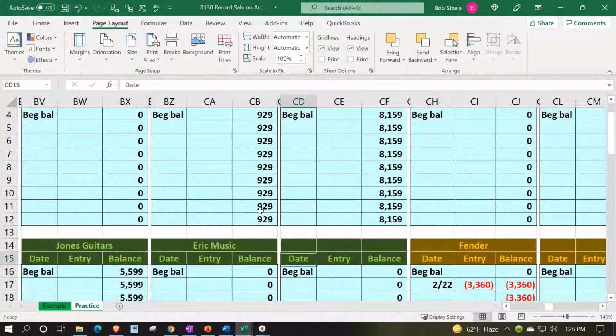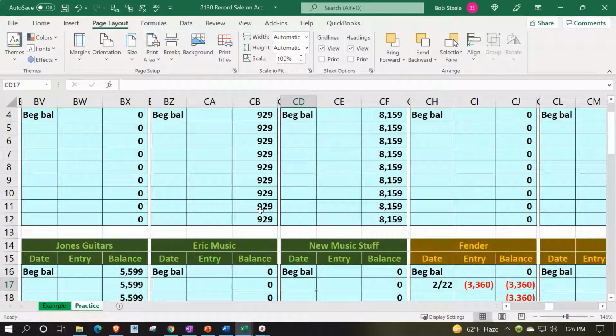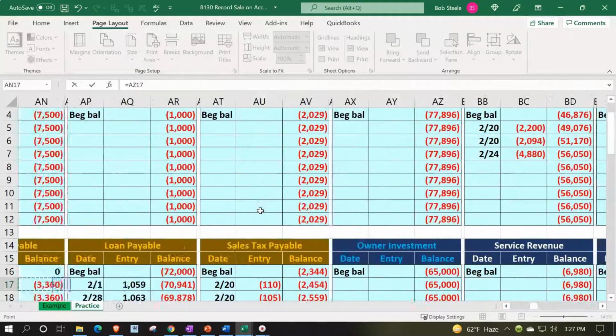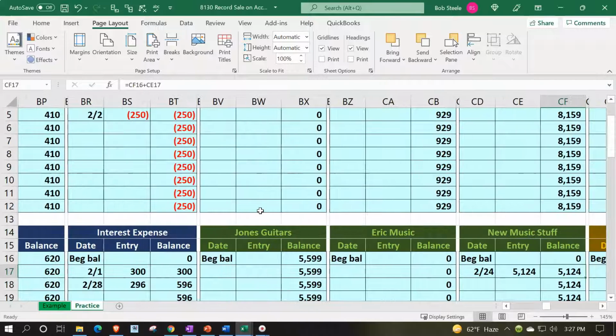I'm going to add them in CD14. We're going to call them new music stuff. That's what they call themselves, apparently. 224, and this is going to be equal to, in CE17, left to the wall, up to the accounts receivable, 5124. So there we have that.